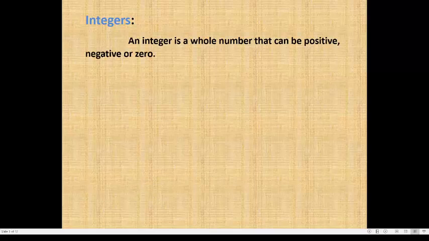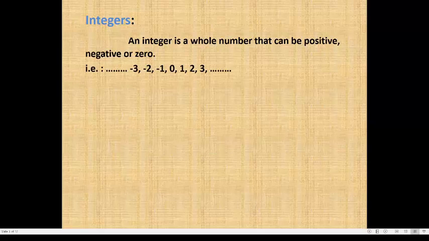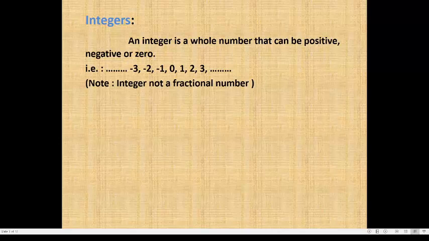So what is meant by integers? An integer is a whole number that can be positive, negative or 0. That is -1, -2, -3, all negative numbers, 0, 1, 2, 3 and so on, all positive numbers. Note that an integer cannot be a fractional number. For example, 1/2, 1/3, 3/4 are not integers. Remember that an integer is a whole number.